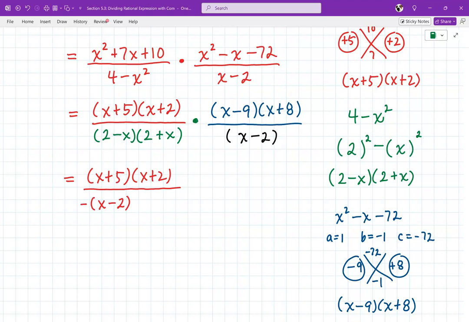Okay? Now the 2 plus x, that's x plus 2, but remember, addition is commutative. That means I can move it back and forth. So I don't have to change signs on that one. Times x minus 9, x plus 8 over x minus.